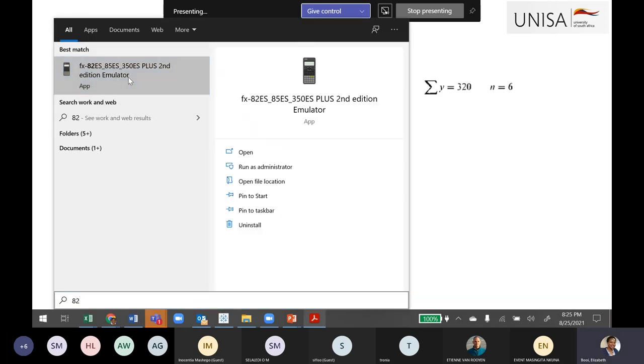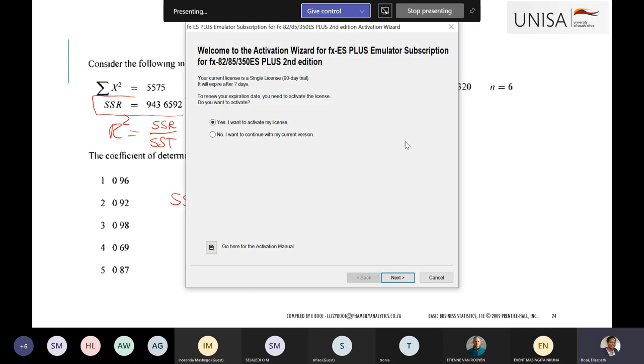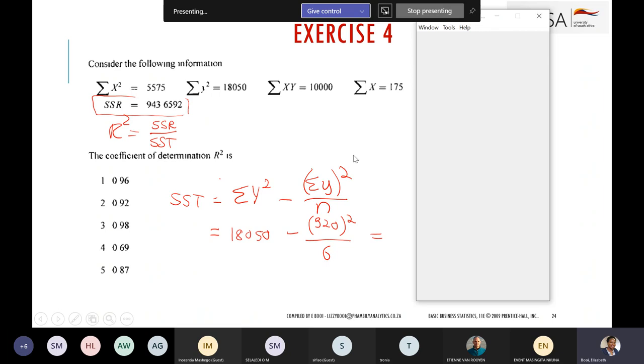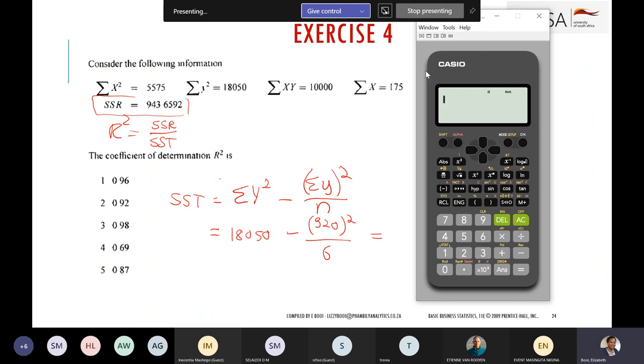my calculator is expiring in 7 days. So after this, I won't be able to show you how to do the calculations.